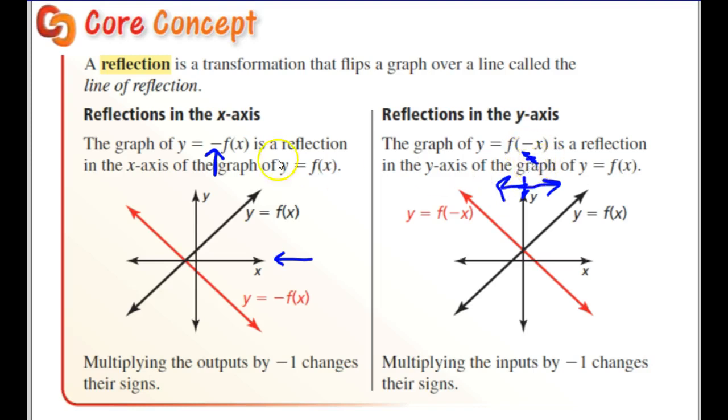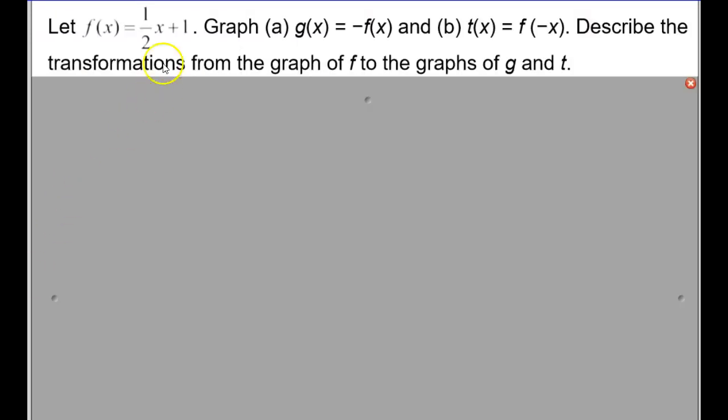Okay, so let's kind of remember inside and outside our parentheses to get us going on this. So here's my parent function. So I have f of x equals 1/2 x plus 1. So then I graph it. Here's a negative outside my parentheses and then a negative inside my parentheses. So remember, outside means up and down. Inside means left and right. So that's where I'm going to be reflecting.